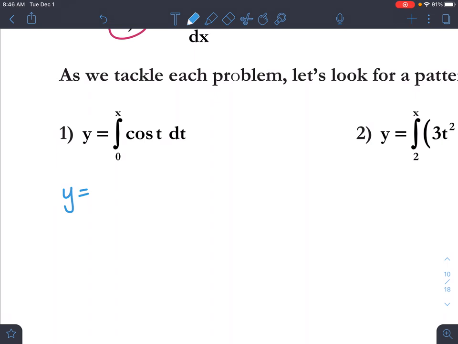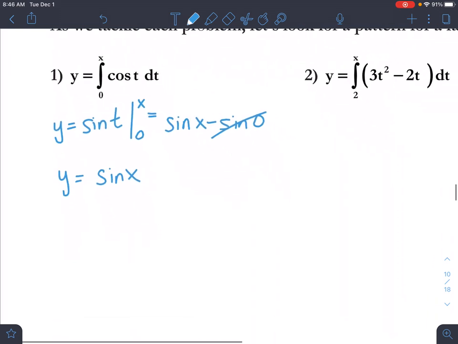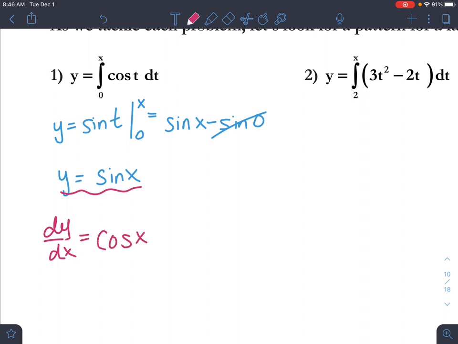So whose derivative is cosine? That would be sine of t from 0 to x. Remember, you always do the top first: sine of x minus sine of 0. And we get y equals sine of x, since sine of 0 is just 0. One other thing to note: you don't need plus C since we're dealing with definite integrals. The second step was then, what is dy/dx? From what you just got, take the derivative. Derivative of sine is cosine of x.